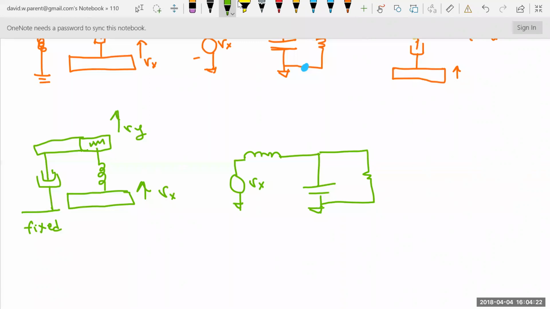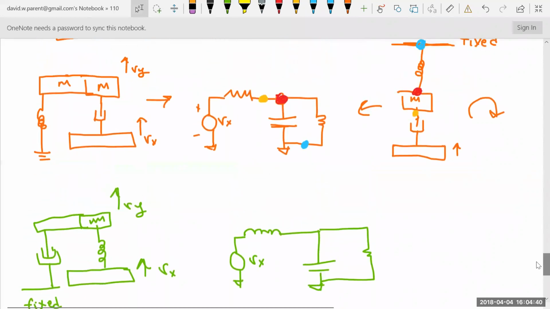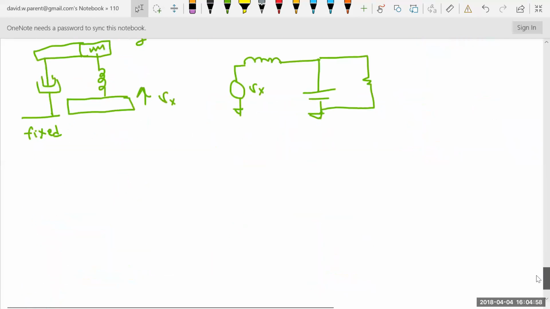But look at it. What's the natural response of this? Short this to ground. This is in parallel with this, is in parallel with this. Let's go back. What's the natural response of this? Set that to 0. This is in parallel with this, this is in parallel with this, this is in parallel with this. So it looks different, but it seems like most of these natural responses will behave like the parallel RLC rather than the series.